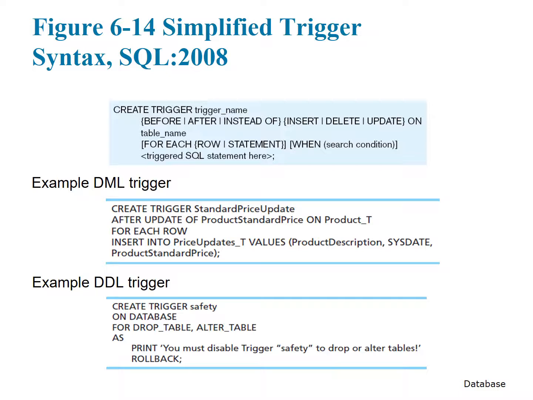Data manipulation language triggers may occur on insert, update, or delete commands. Question: Remember what data manipulation language stands for? Answer: Data manipulation language. Question: Remember what data definition language stands for? Answer: Data definition language. This sample data manipulation language trigger will execute after an update of the product standard price column of the product table. It will add a new row to the price update table and use the new value of the product description and price for this new row.